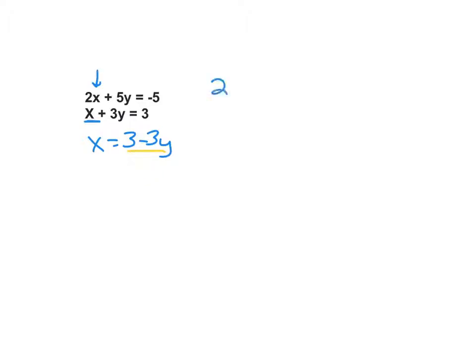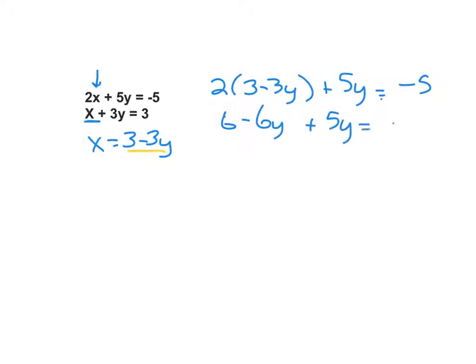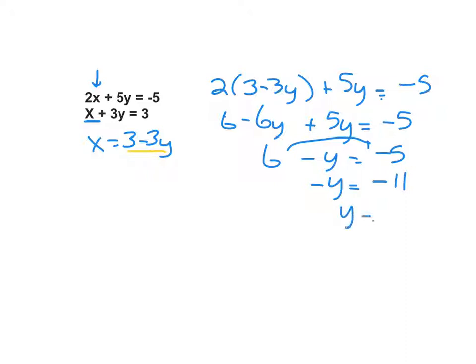So I'm going to say 2 times (3 minus 3y) plus the 5y equals negative 5. And again, that's what's called substitution, because I just substituted that in for the x. Distribute here: 6 minus 6y plus 5y equals negative 5. Negative 6y plus 5y is negative 1y equals negative 5. I'm moving the 6 over. That gives me negative 11 divided by negative 1. Y is 11. Now here's the beauty of substitution, one of the best things about it.